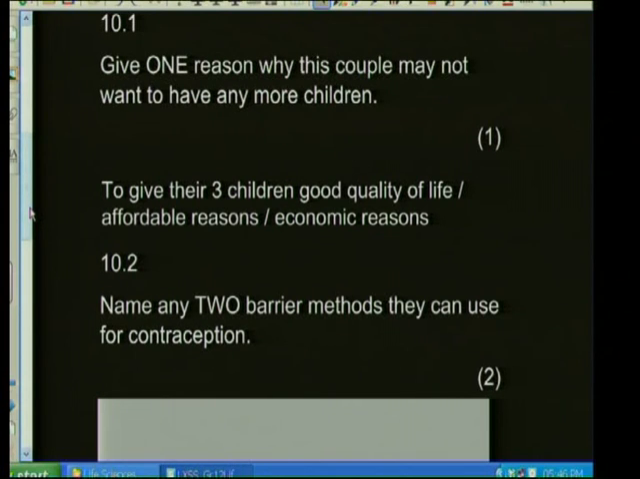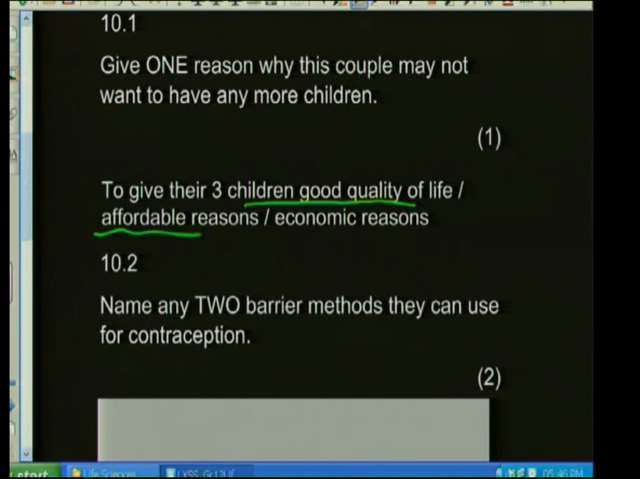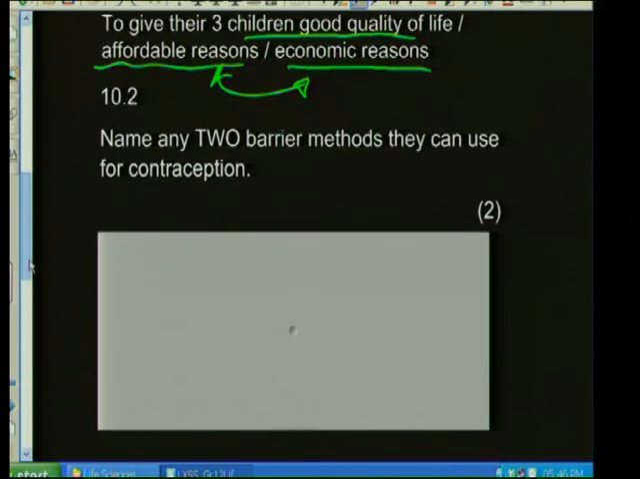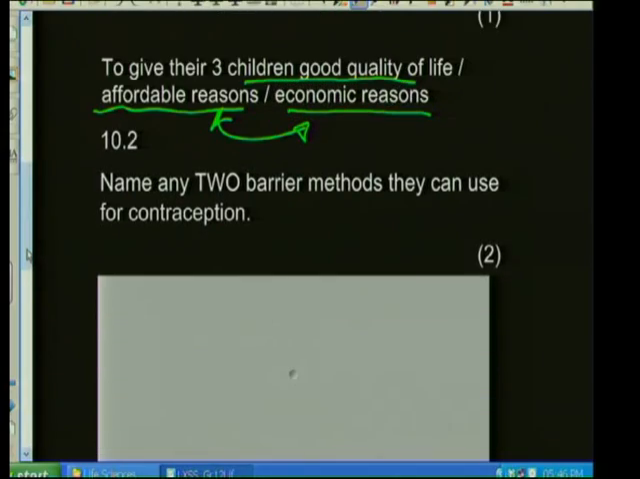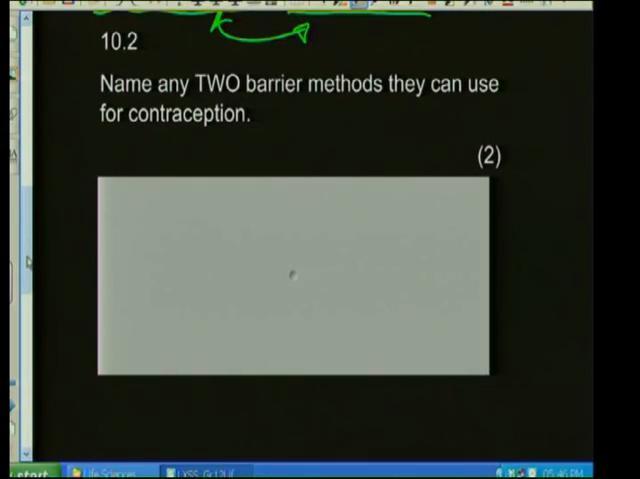To give their children a good quality of life. Some people think, you know what, we got 3 children. We want to give them a better quality of life. If we have more children, where are we going to put the children? They'll be cramped and so on. Or affordability. They can't afford more children. They don't have money. Or economic, same thing. You can look at all those reasons there. By the way, this was from last year's paper, and some of the answers that we got, I don't want to say it on TV.